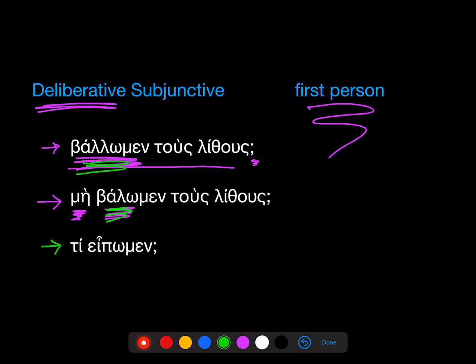One more, right? This is sort of a classic example of the deliberative subjunctive. And again, we have a second aorist here. What are we to say? What should we say?